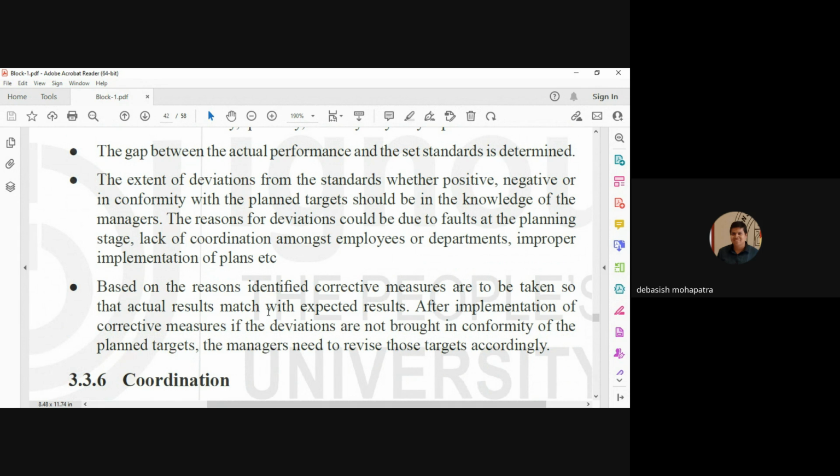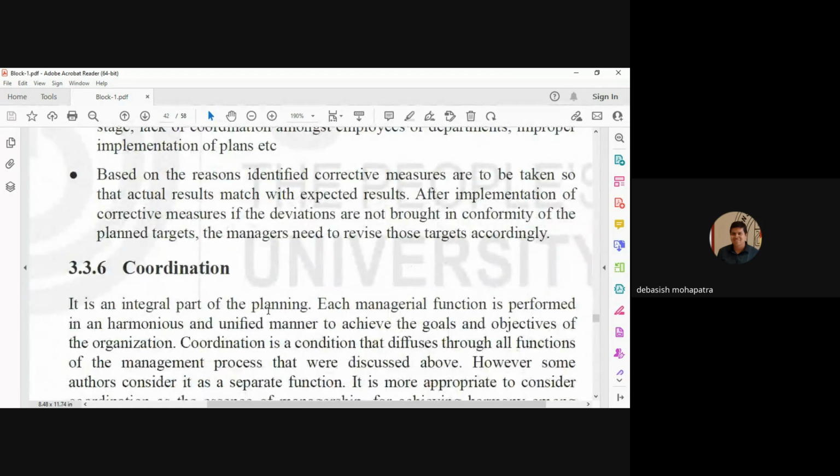Based on the reason identified, corrective measures are to be taken so that the actual result matches with the expected result. After implementation of corrective measures, if the deviations are not brought in conformity with the planned target, the managers need to revise those targets accordingly.